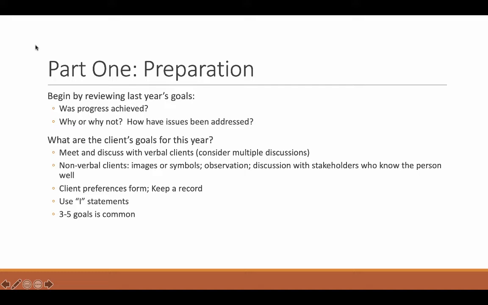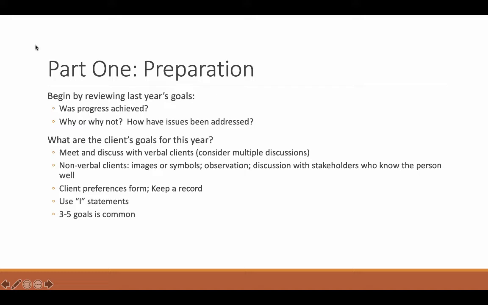One of the most important things we're going to do is go back and review how well we did against last year's goals. Now, this presumes that the person has lived in the agency or been served by the agency for a year or more, because we can then go back and compare against their previous ISP. If the goals were set properly, we'll be able to measure whether or not a person met those goals. Was progress achieved? And if the goals were not fully achieved, we'll be able to not only say whether we got close, but how close we got. And we'll be able to describe why we may not have been able to achieve goals.